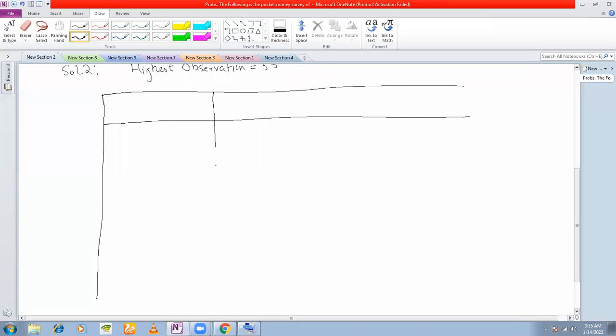First column will be for class boundaries. The next column will be for tally marks. And the third will be for frequency.